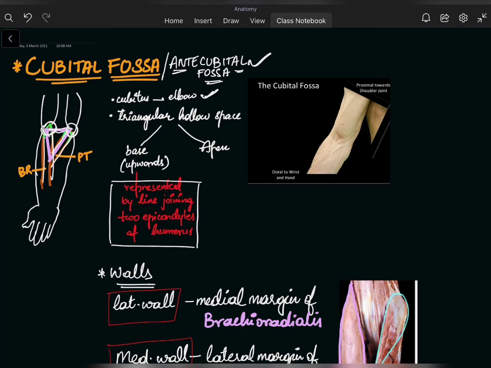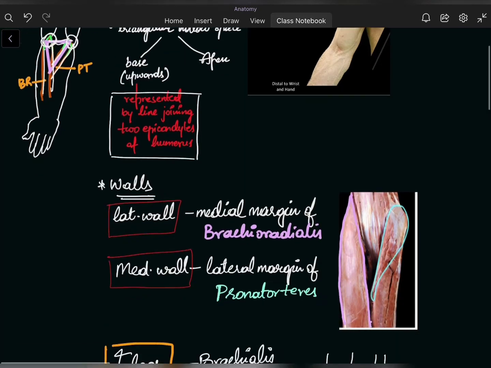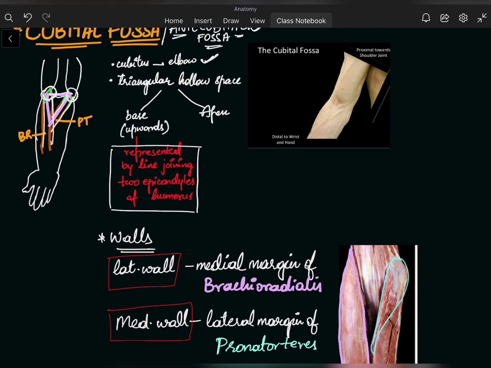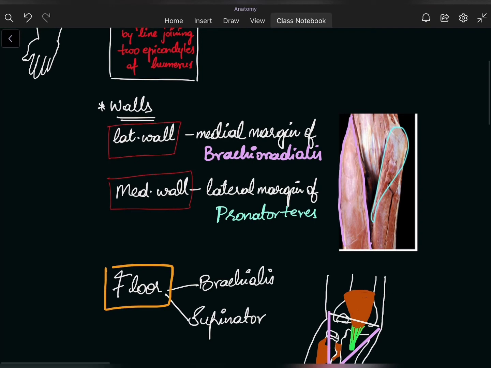And now let's get into the boundaries of this cubital fossa. What are the boundaries? There is a lateral wall and a medial wall. We have seen the apex is formed by the joining of the two muscles, brachioradialis and pronator teres. So obviously the lateral wall is formed by brachioradialis and the medial wall by the pronator teres. If you see this diagram, this is the lateral side and this is the medial side. This is brachioradialis and this is pronator teres. The lateral wall is formed by the medial margin of the brachioradialis and the medial wall is formed by the lateral margin of pronator teres. Don't get confused with this.